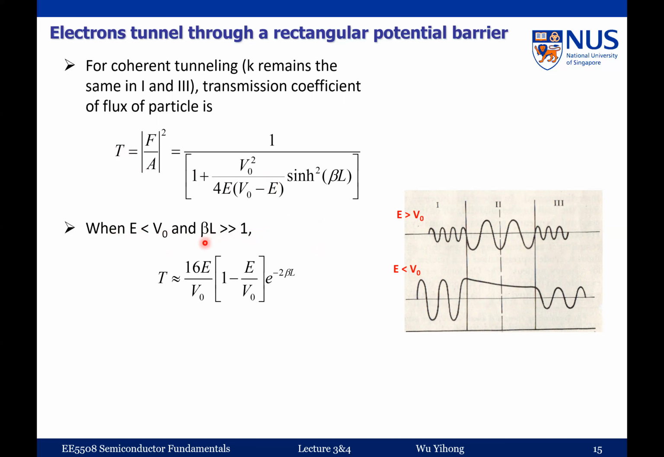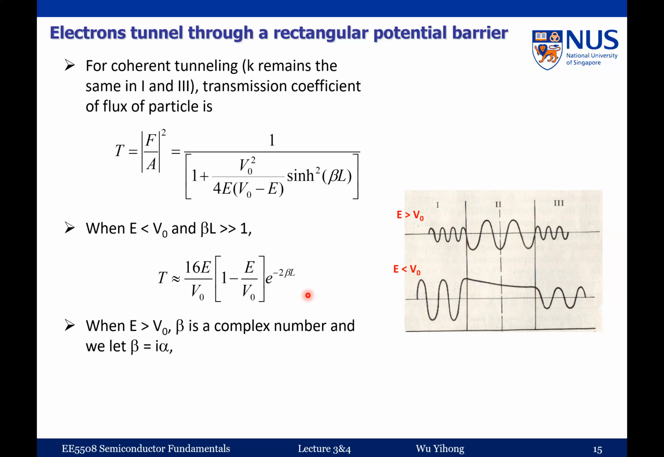Beta L much larger than 1 means that either the barrier height is large enough or the barrier width is large enough, and then you have this kind of exponential decay. So this means that the tunneling coefficient will decrease exponentially with respect to both beta and L, where beta is related to V naught, the potential energy barrier, and L is the width of the barrier, right? Okay.